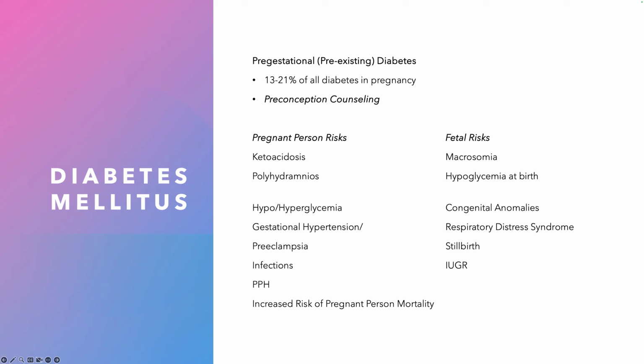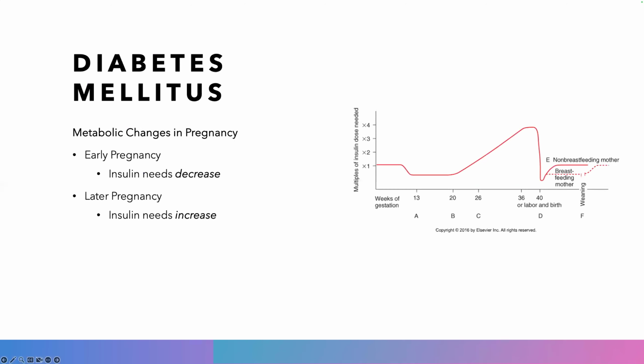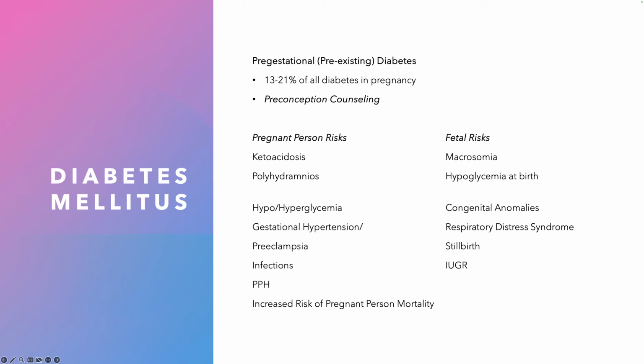Polyhydramnios, so excess amniotic fluid. If you think about it, if somebody has high blood sugars, that glucose can pass over to the baby, because glucose is able to go over to the baby, and we've talked about this. And the baby has high blood sugars. It can be drinking and peeing, drinking and peeing, because remember, that's how we make amniotic fluid. And so they can have extra amniotic fluid.